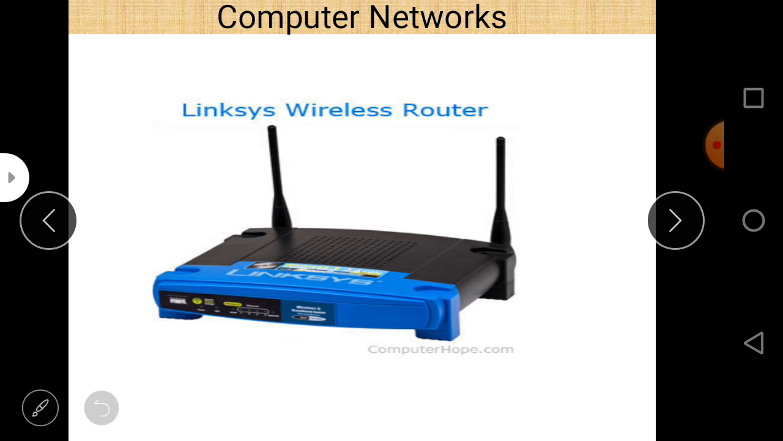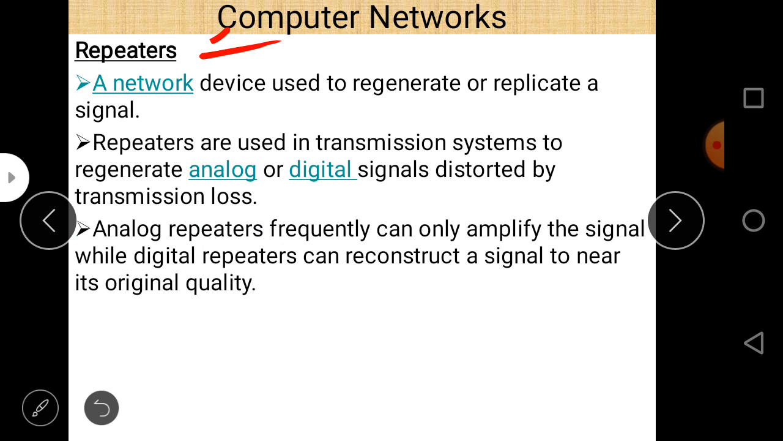Next is a repeater. In our previous slide we already discussed the active hub, and an active hub is also called a repeater because it amplifies the signals. So repeaters basically repeat or amplify or strengthen the signal. That's why it is called a repeater, because it repeats a signal. It is a network device used to regenerate or replicate a signal. We can say replicate a signal or strengthen a signal.